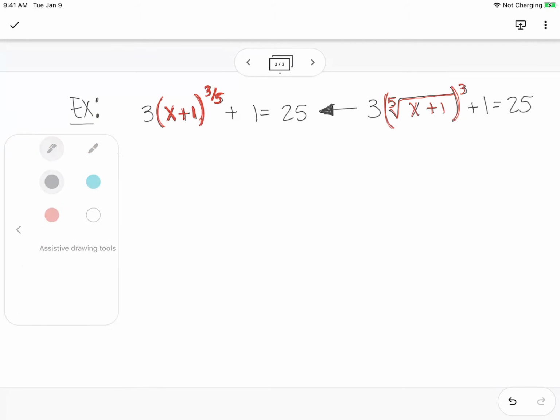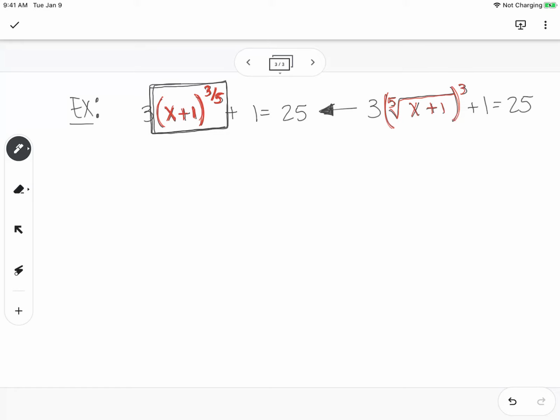All right, with that being said, same idea. We are going to isolate this part of my equation. I want this to be by itself, which is the rational exponent part. We want that to be by itself. So I have to get rid of this 3, and I have to get rid of the plus 1. So just like if you had 3x plus 1 equals 25, which would you move first? That's right, you're going to move the 1 first. So that's what we're going to move first. We're going to move this 1.